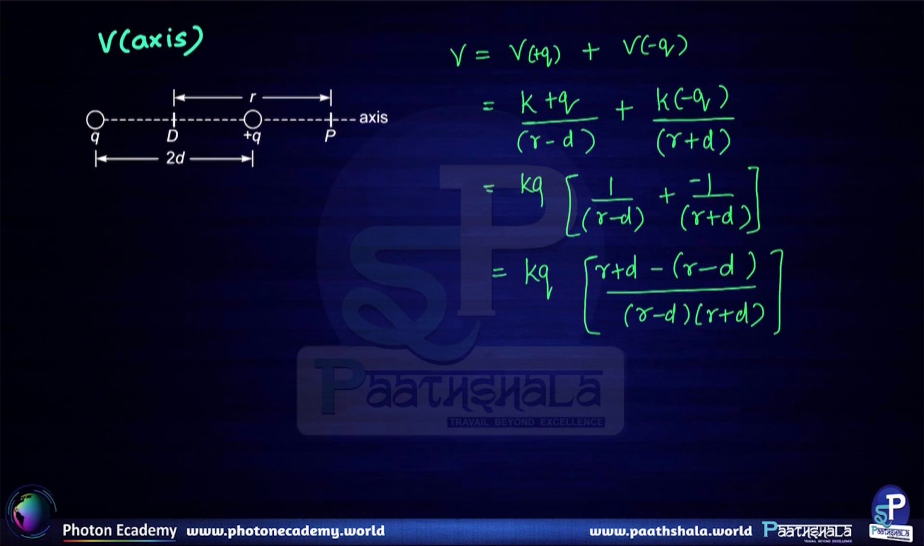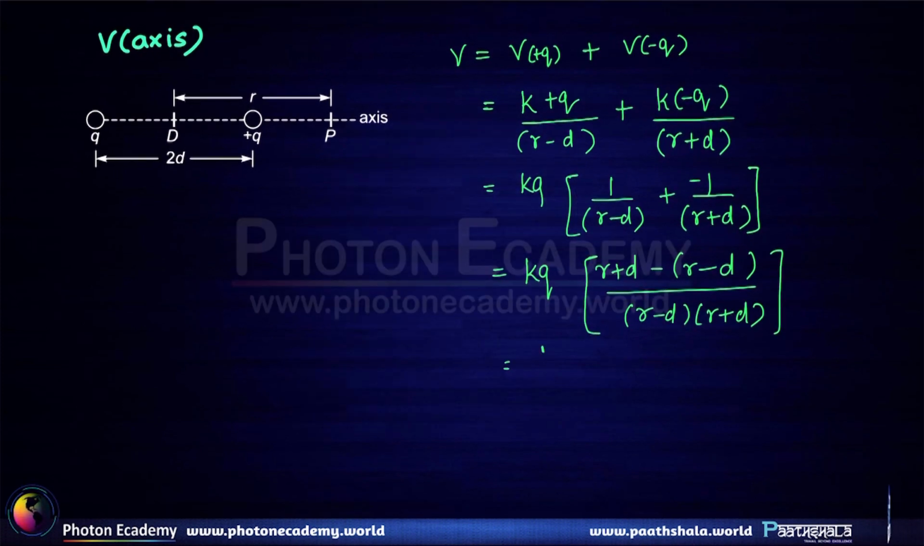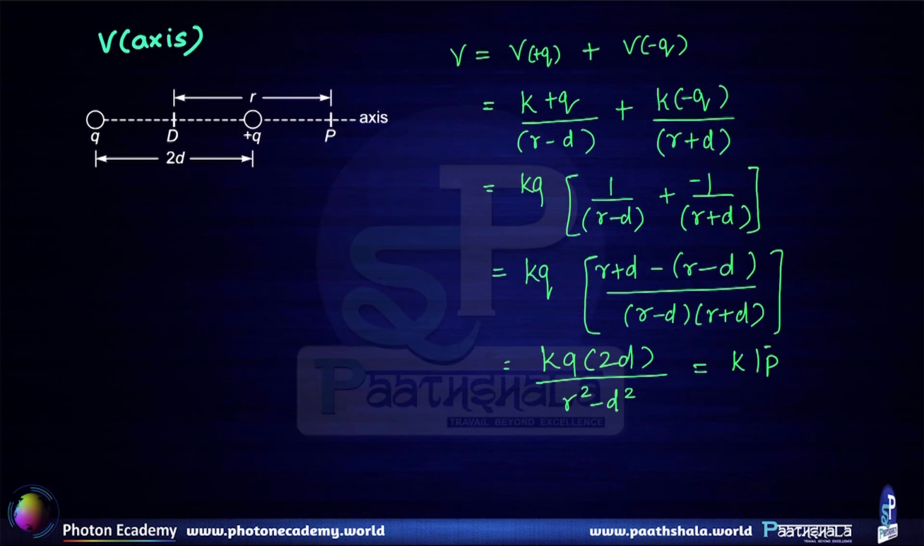So here we'll be left with q into 2d. So kq 2d divided by r square minus d square. Q into 2d happens to be the magnitude of P. So this is nothing but k into magnitude of P, the dipole moment vector, divided by r square minus d square, and this happens to be V on the axis, the exact expression.